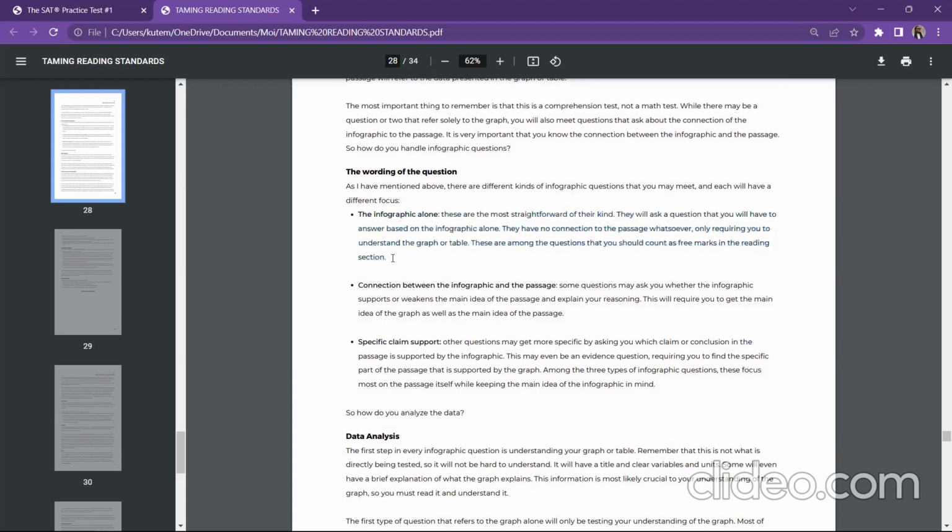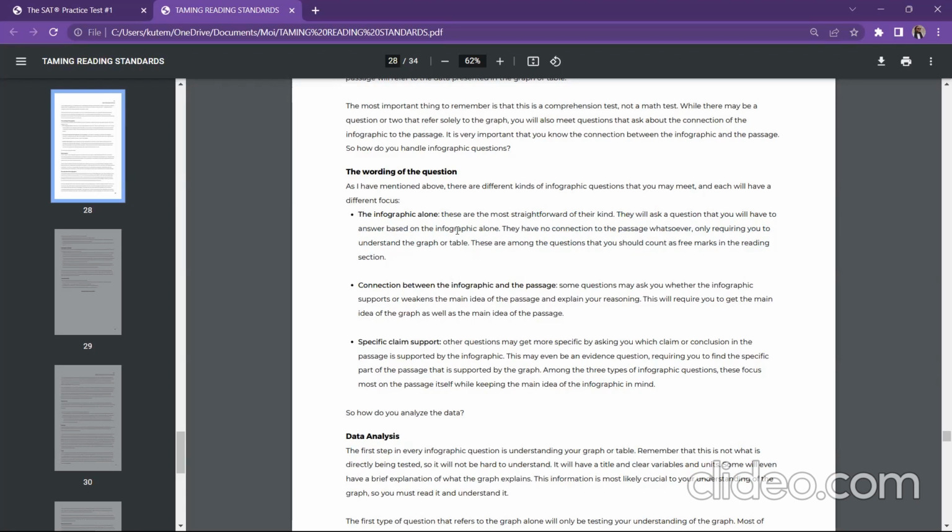But even in reading alone, we would have questions that only have to do with the infographic. Of course, it's not just going to ask you what the number is for this year. There'll be some kind of twist to it, even though it's just focusing on the infographic. So obviously this is the most straightforward, and the wording of the question is going to tell you.